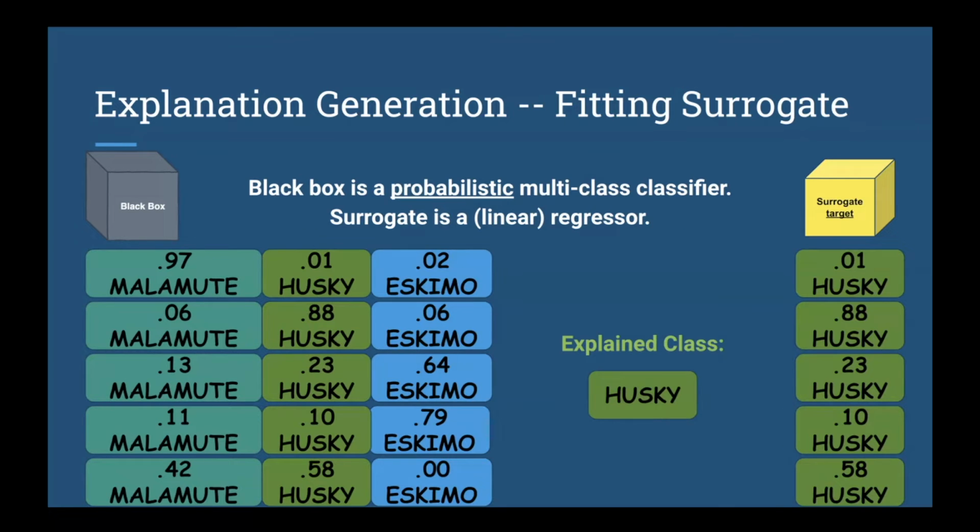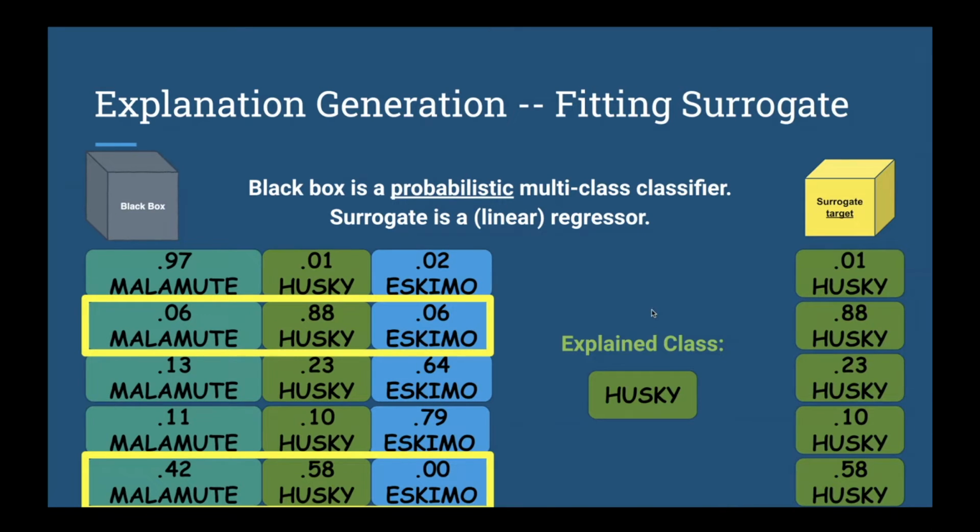But what if our black box is a probabilistic multi-class classifier? Then instead of just pure predictions, we get probabilities. Arguably, we could use argmax and then follow the procedure that I outlined a moment ago, but we will be losing a lot of information. So in this case, instead of using a linear classifier, we use a linear regressor and regress on the probability predictions of our black box.